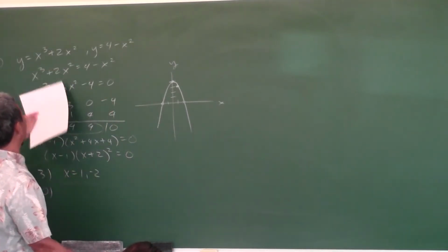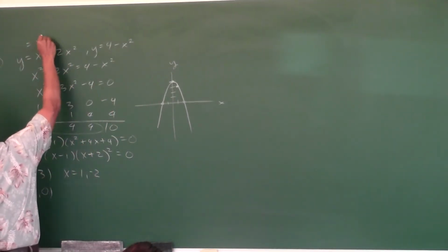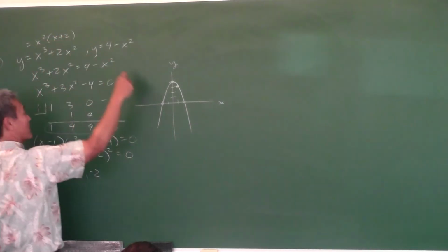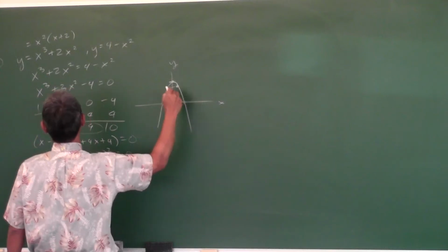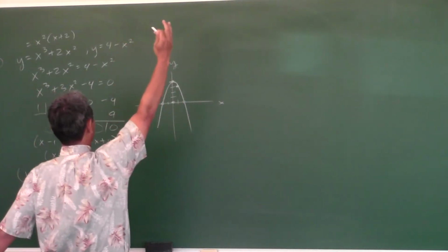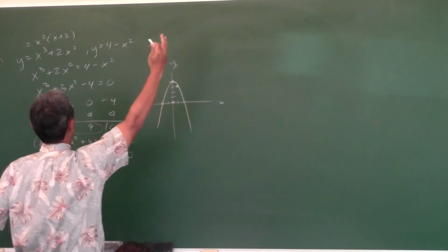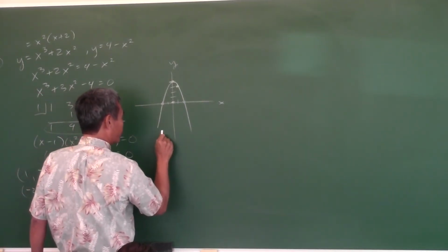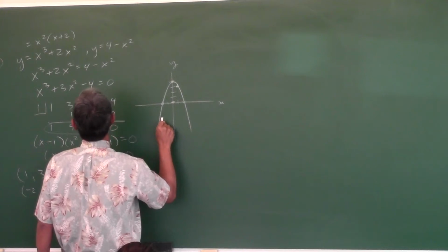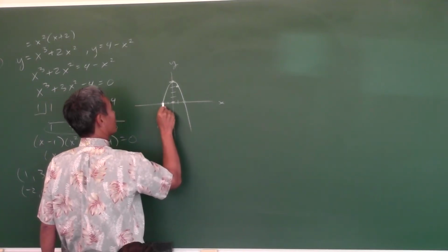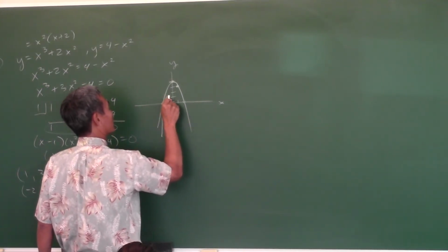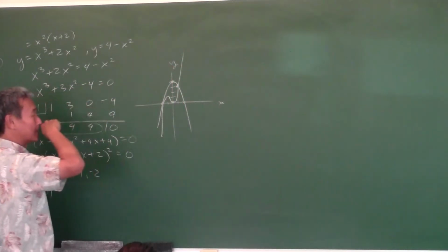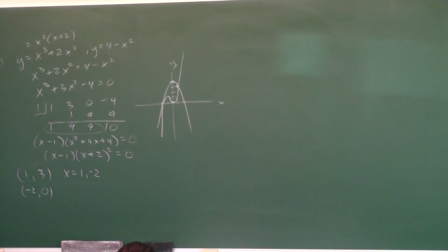Okay, now what about this graph? Well, you factor out the x squared, and you get x plus 2. So the x-intercepts are 0 and negative 2. And it's a cubic, leading coefficient positive, so it's going to be like this. Negative 2, go through, come down, bounce off. And it looks like that.